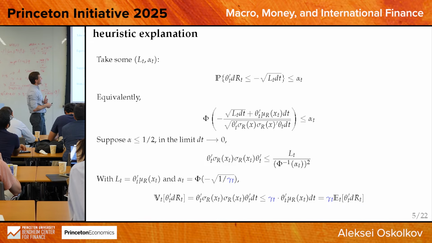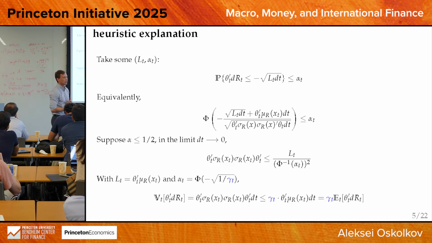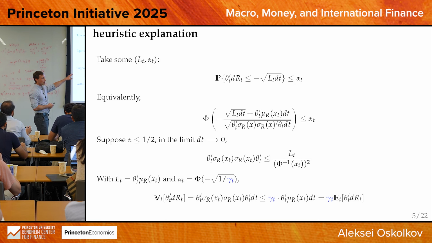This is your returns, excess returns on your portfolio. They cannot go below this level with a probability that is higher than alpha. So this would be a typical value at risk constraint. At least in discrete time, we would set it something like this way. Of course, there's going to be wealth here as well.